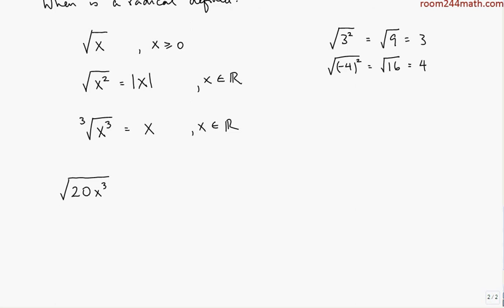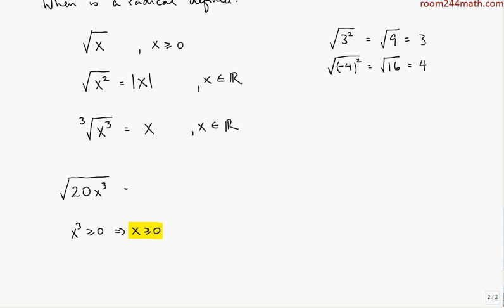Let's say we have the square root of 20x cubed. So for starters, we're taking the square root of something, and you're not allowed to take the square root of a negative. Now, the coefficient there, 20, is already positive, so we don't have to worry about the 20. But x cubed has to be greater than or equal to 0, and it will be if x is greater than or equal to 0.